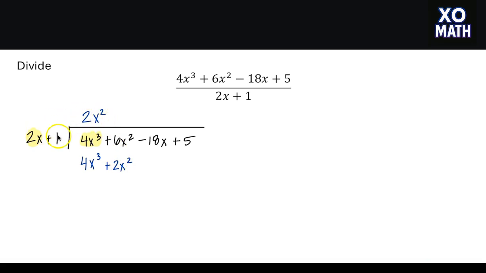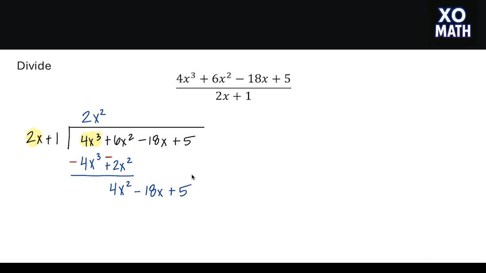But after we perform that multiplication, we have to subtract those terms. So here it's going to end up being minus 4x cubed and then minus 2x squared. What should happen is those first terms involving x cubed are going to zero out, and then 6x squared minus 2x squared is 4x squared. So we're going to have 4x squared, and then we're going to bring down our remaining terms, minus 18x plus 5, and then we're going to repeat this process.